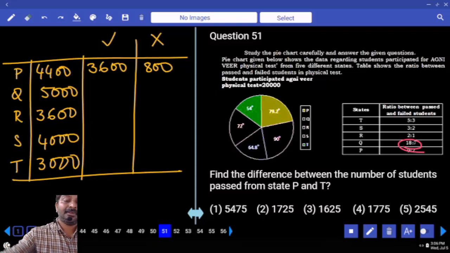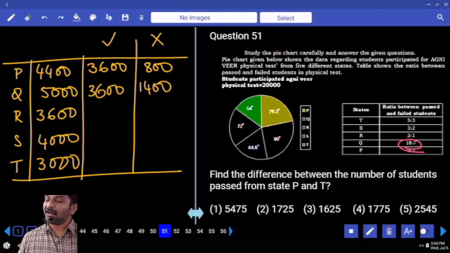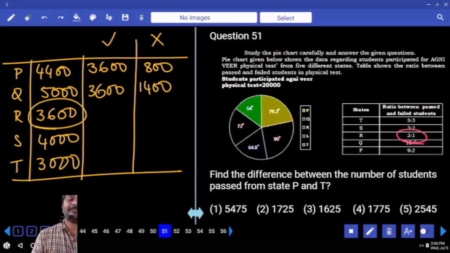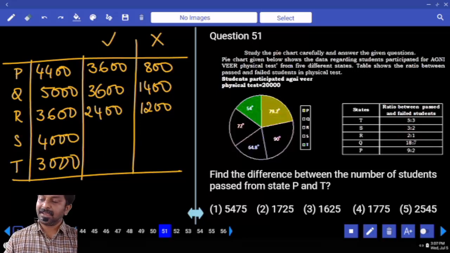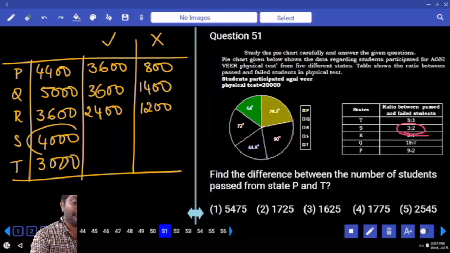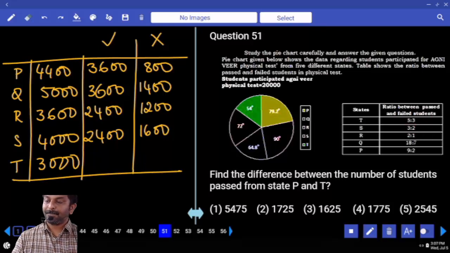18:7. 25 parts is equal to this much. 25 how many times? 18 200 times. 7 200 times. 1400. Next R. 2:1. 3 parts. 3600. 1 part. 1200. 2 parts. 2400. Correct? Next. Yes. 5 parts. 4,000. 1 part. 3 parts. 2 parts. T.